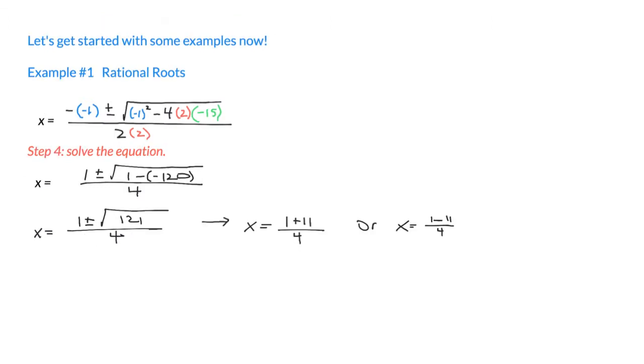Then simplify. The square root of 121 is 11. This brings us to another common error. Don't forget that you have a plus or minus here in your quadratic formula, so you have 2 equations now. x is equal to 1 plus 11 divided by 4. The other equation is x is equal to 1 minus 11 divided by 4.